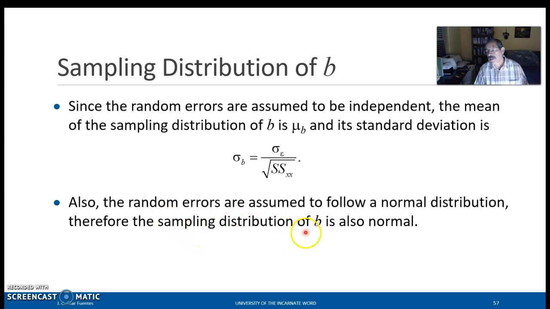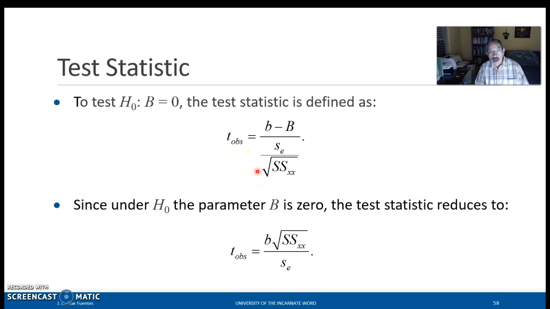Therefore, we can say that the sampling distribution of b is normal with mean mu sub b and sigma sub b for its standard deviation. However, to test the null hypothesis that b is equal to 0, the test statistic is defined as this, where we're using S sub e, which is the standard deviation of the residuals. Now, under the null hypothesis, b is equal to 0. Therefore, the test statistic simplifies to this equation, where I just move the square root of the sum of squares of the x to the numerator.